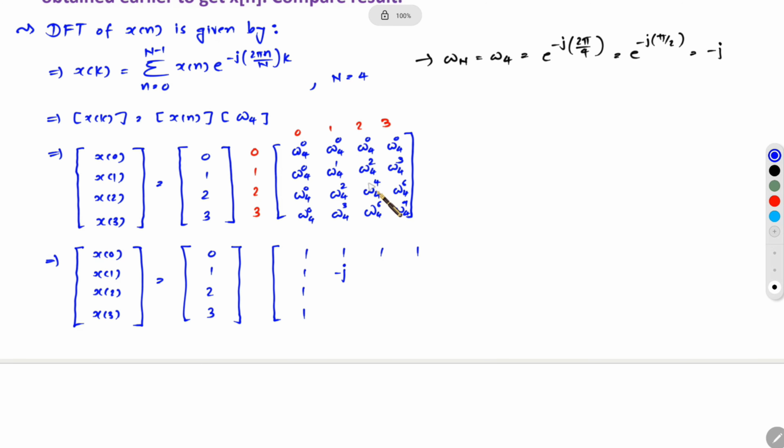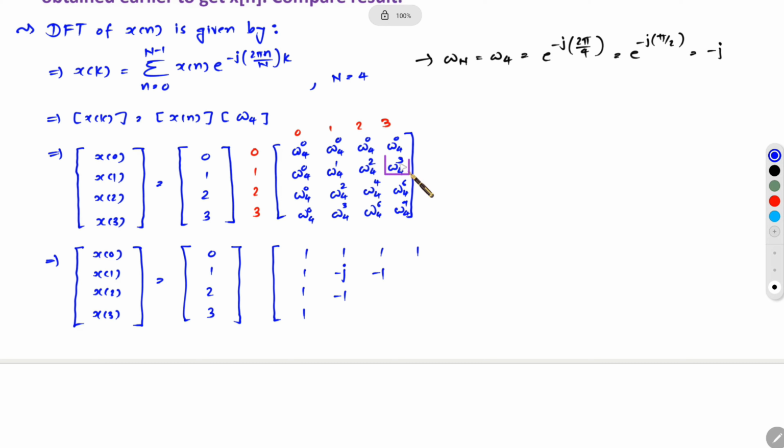Now here you can observe W4 to the power 2. So minus J to the power 2 will be J square. Means it will be minus 1. One should know J square is minus 1. So this value will be minus 1. Here also we have minus 1 as per W4 to the power 2.